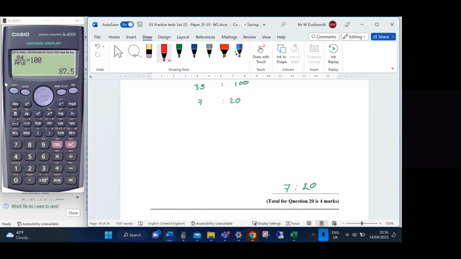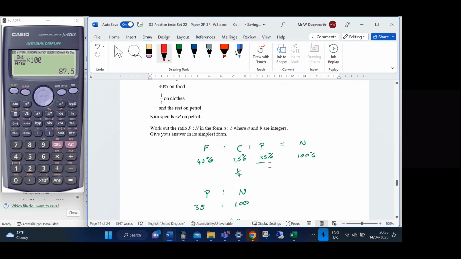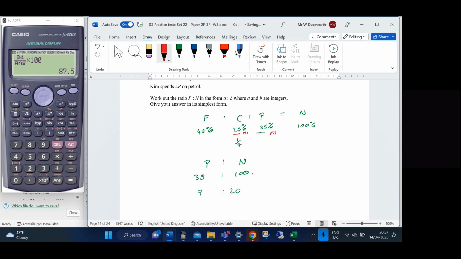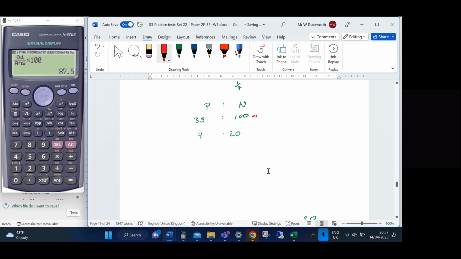Right, and we'll go to the mark scheme again. So for question 20, where are we? M1 for correct conversion of either converting that or converting that. So we pick up our first M1 for that there. M1 for complete method to find the proportion of money spent on petrol. So we're going M1 there. An M1 for an equivalent ratio, and then an A1 for the simplified ratio.